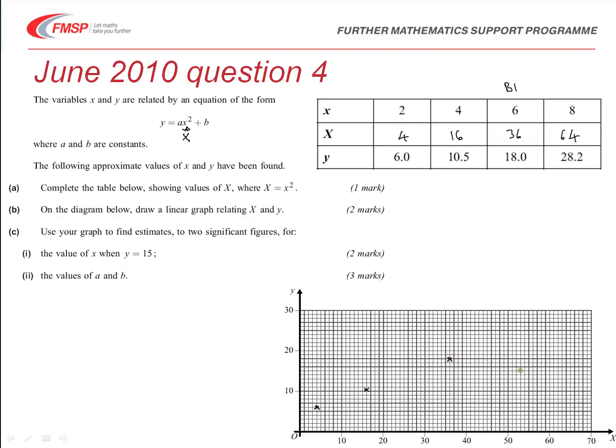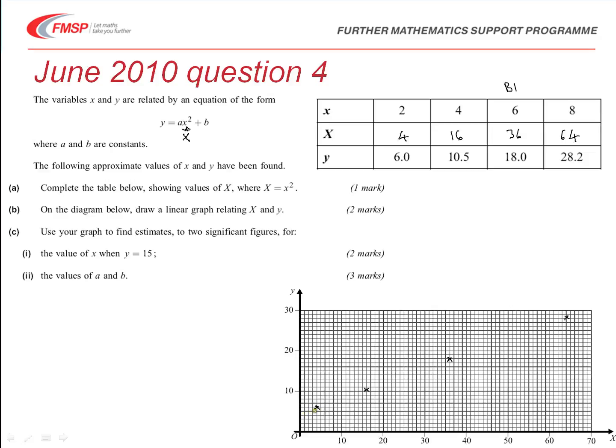And then finally we've got 64, and it's 28, so that's 30 there, so 28.2 is about there. And so you can see this forms a straight line, and so we could draw your line of best fit going through these 4 points.